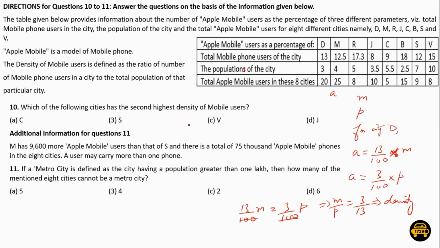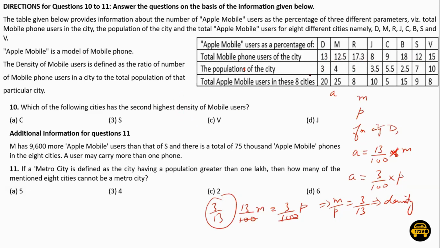Now we have to find out the second highest density, right? So in order to find the second highest density, we can understand that the ratio is coming out to be 3 by 13, right? So we can see for D it is 3 by 13. So of course for M it will be 4 by 12.5. For R it will be 5 upon 17.3. And then for J it will be 3.5 upon 8 and so on, right?